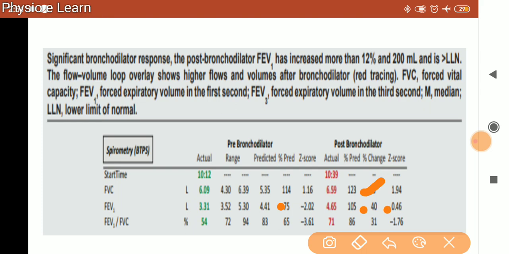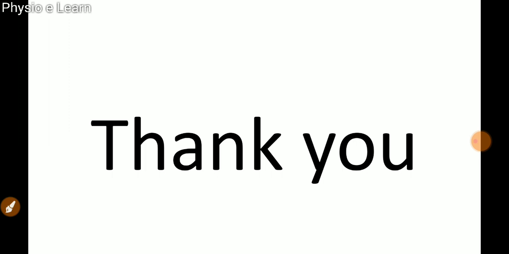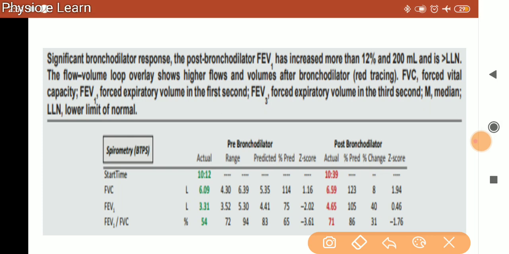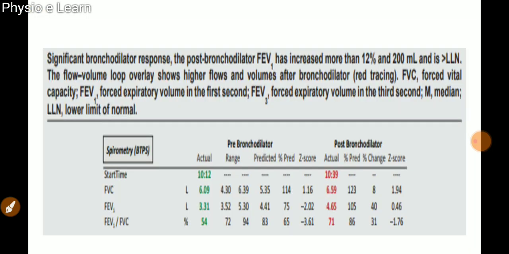So there is an improvement of 40% in FEV1. FEV1 by FVC ratio is also improved from 65% to 86%. For us to say that the reversibility test is positive, there has to be an increase of more than 12%, but what we can see here is an improvement of 40%. So definitely the reversibility test is positive. So this patient is suffering from bronchial asthma, you can say. Had the difference been less than 12%, then the bronchodilator reversibility test is negative and there is no asthmatic component in the patient's lung.